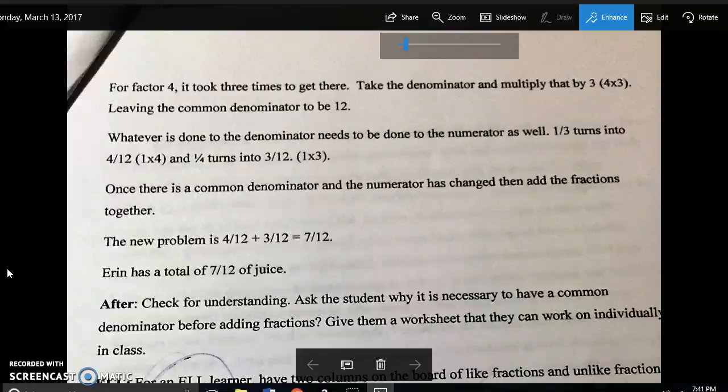Once there is a common denominator and the numerator has been changed, then you can go ahead and add those fractions together. So the new problem that the student and I did together was 4/12 plus 3/12 equals 7/12. We did not reduce this because there was no need for it to be reduced, but in the future, if it needs to be reduced, then go ahead and do so.